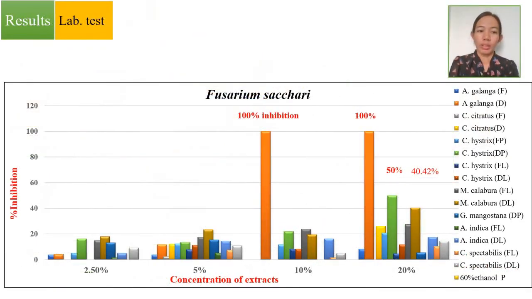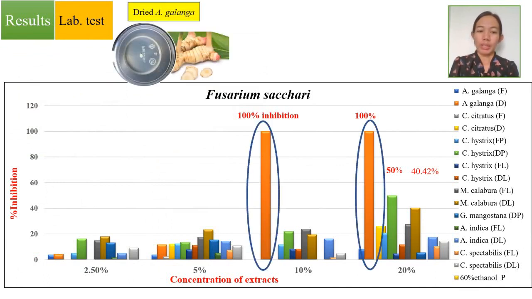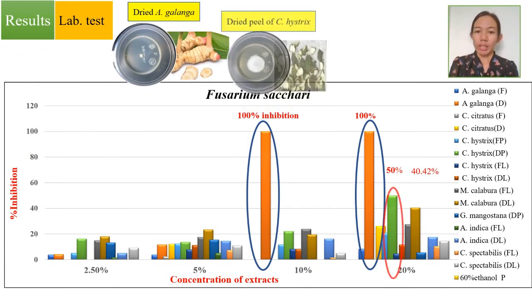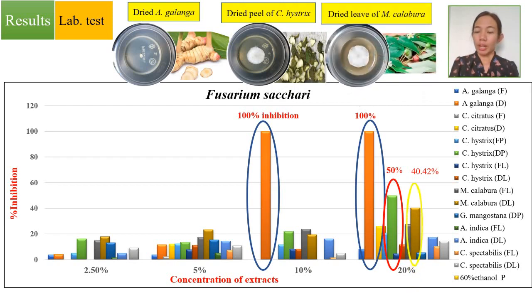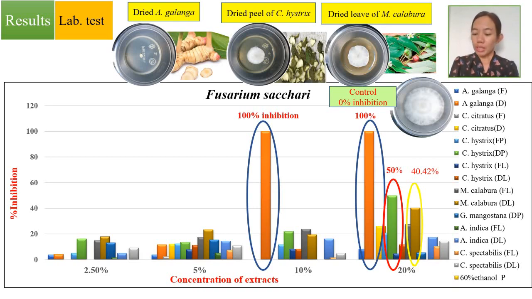The result of the screening test revealed that dry Alpinia galanga extract totally inhibited the growth of Fusarium saccharia, followed by the dry peel of mangosteen with 50% inhibition, and then the dry leaf of clavulata with 40.42% inhibition. In the control treatment, 60% ethanol showed no inhibition.